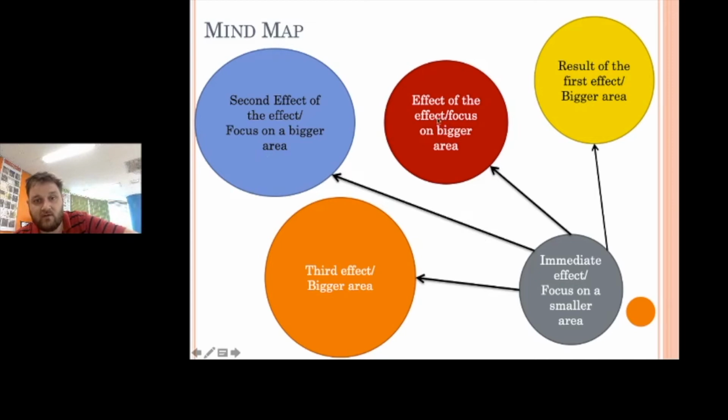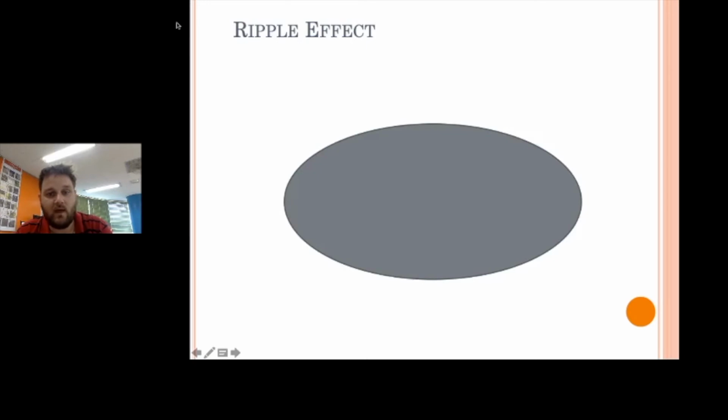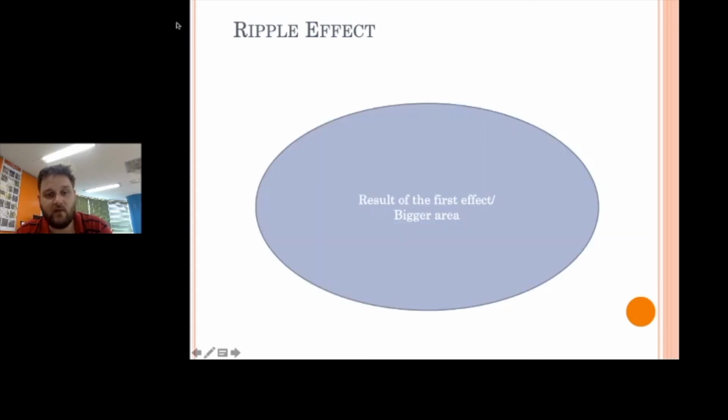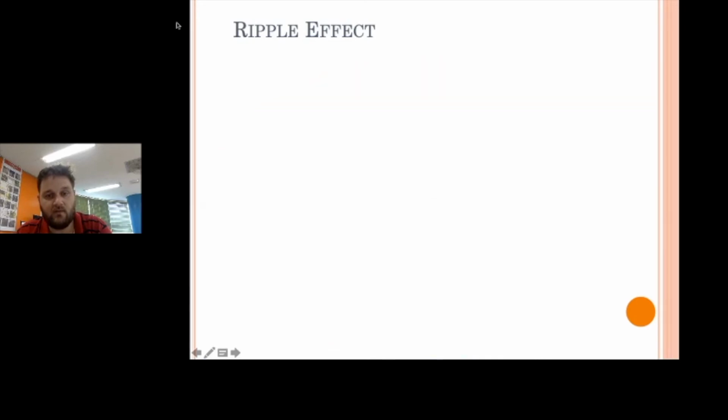So yeah, these are just a mind map. You guys will be familiar with this, but you can use it to brainstorm, to think about implications. We'll look at the ripple effects. I actually designed this a few years back. So yeah, I'll just explain this quite simply. Smaller area, larger area, and even larger area.